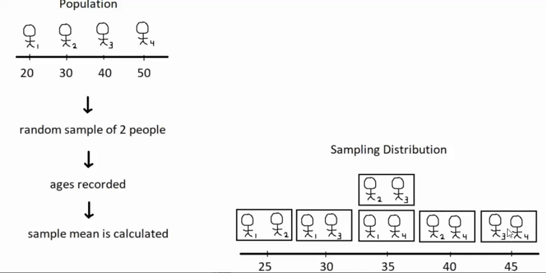So let's review what I just said. The numbers that the sample mean could come out to are 25, 30, 35, 40, and 45. The sample mean has to come out to one of those numbers. And the probabilities are 1/6, 1/6, 2/6, 1/6, 1/6. Let's move on to another example.